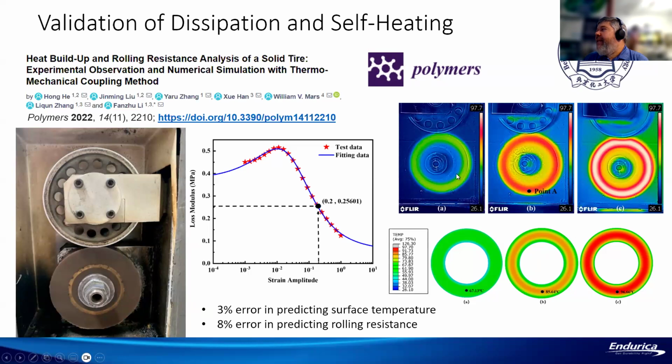You can see they used an infrared camera to collect images of the tire running on this steel wheel. They used the Endurica code to calculate the temperature field, and you can see that the predictions are really quite good. They were able to get within 3% on the surface temperature prediction. Not only do you get the temperature, but you also get the energy consumption of the system, and they were able to get within 8% in this particular work. So again, speaking to the accuracy of the tools.